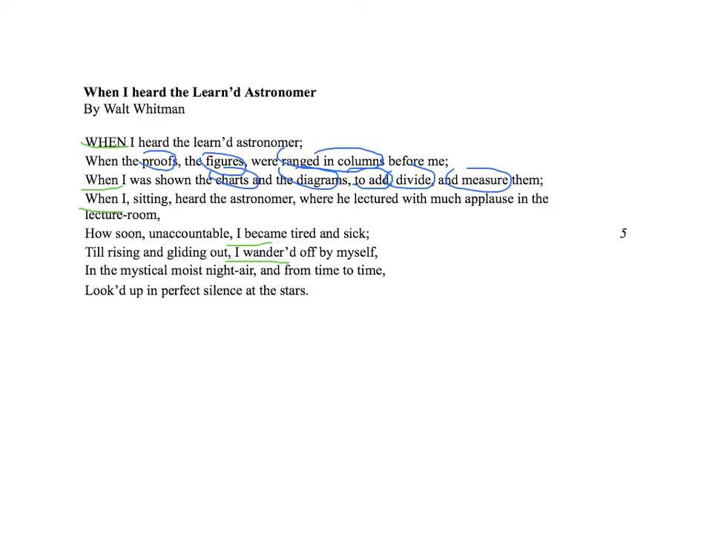The speaker says, I became tired and sick, till rising and gliding out, I wandered off by myself in the mystical moist night air, and from time to time looked up in perfect silence at the stars. So he prefers nature, being outside, experiencing the beauty of the night, to sitting in a lecture hall, listening to facts and figures about the stars.